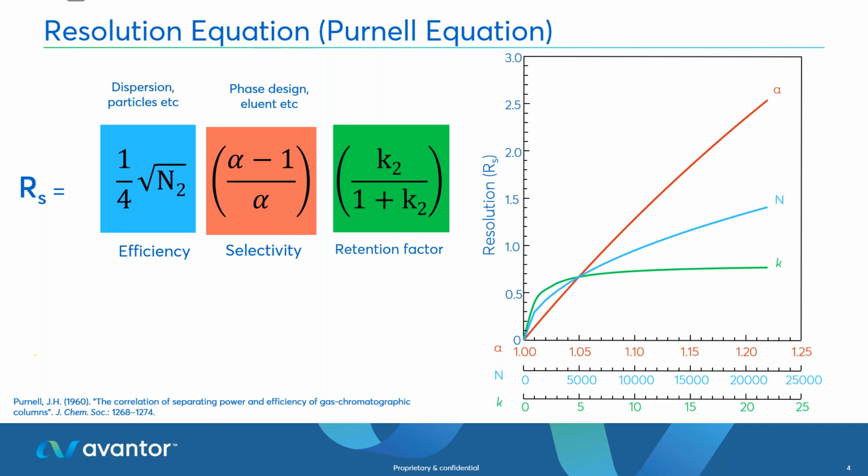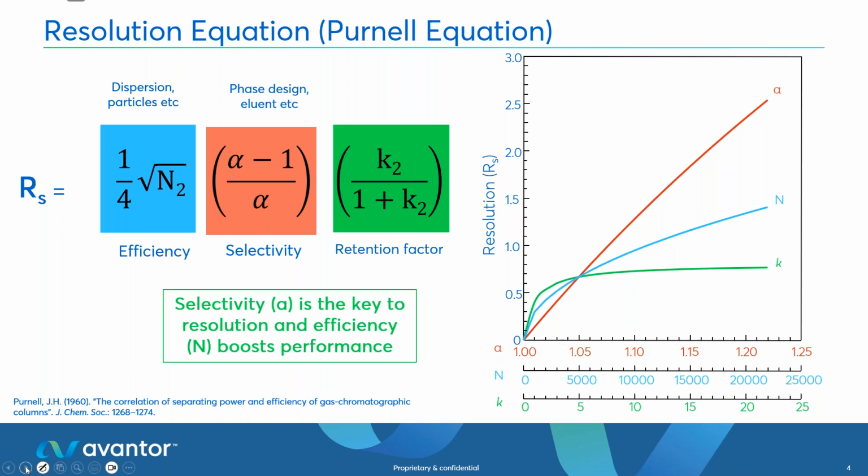So the most powerful tool, and what we're really focusing in on today, is the alpha value, this red curve, and that is the measure of selectivity. You can see from the x-axis that you only need a very small change in selectivity to achieve a very large change in resolution. So selectivity is key, and then you can improve or boost the performance by looking at the efficiency.